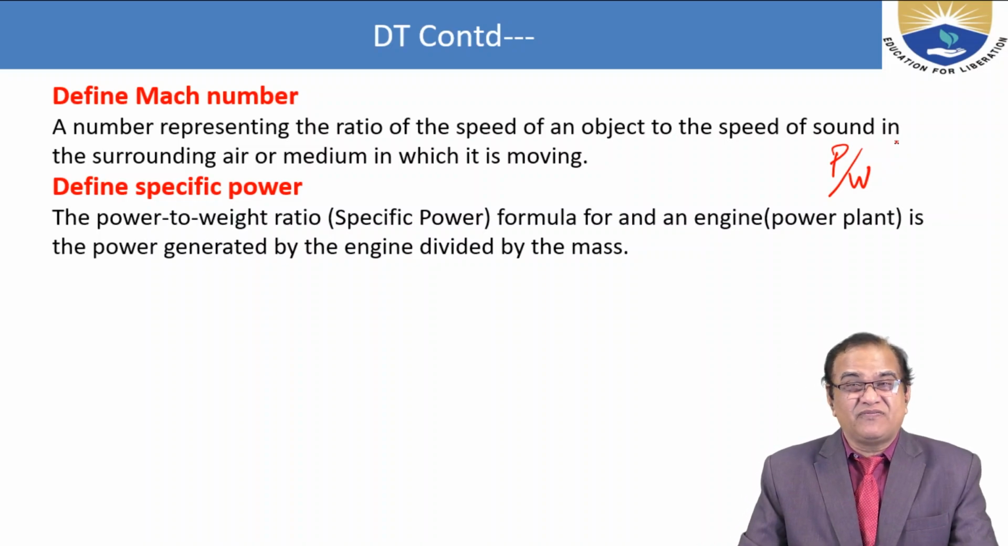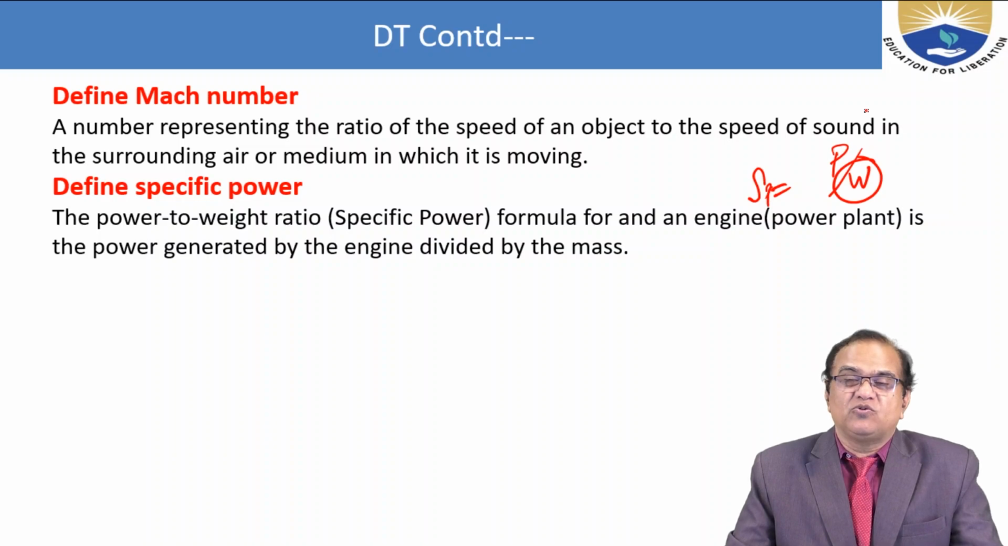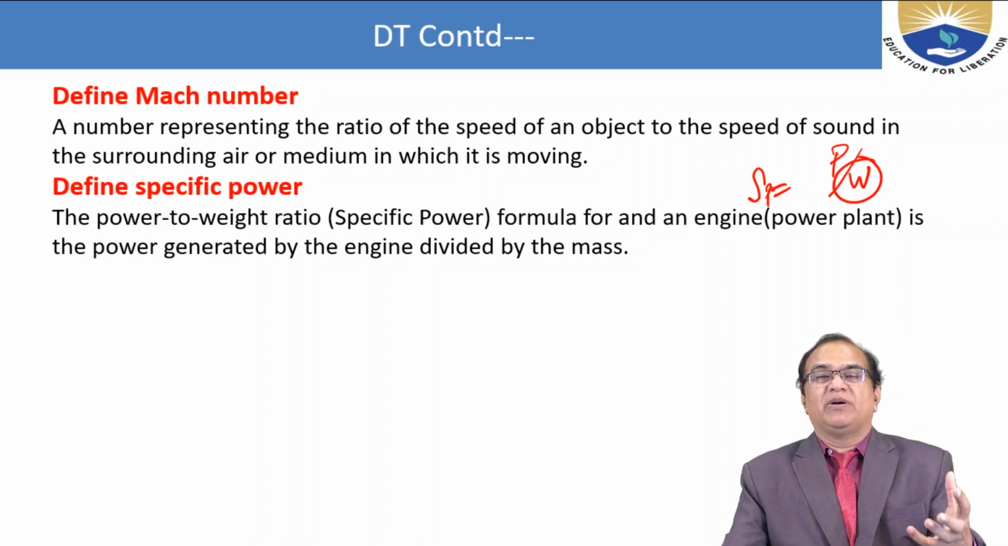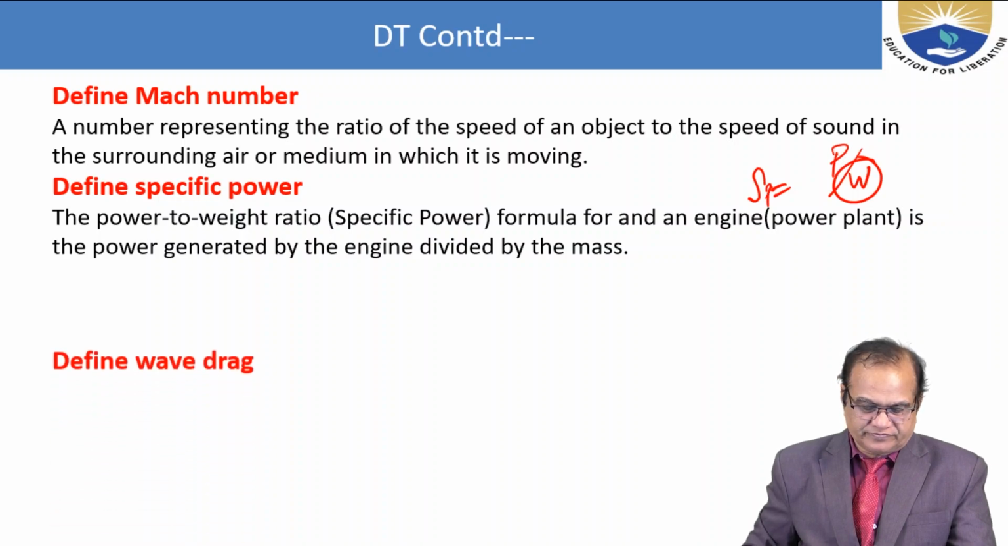For the aircraft, we need more specific power because the weight should be less. If the weight is less, the specific power will always be more. That is why we try to use very innovative materials, new types of material which can be used to produce high specific power.